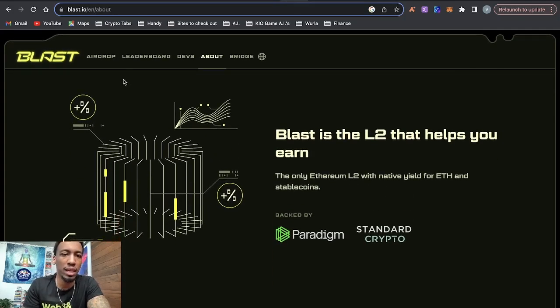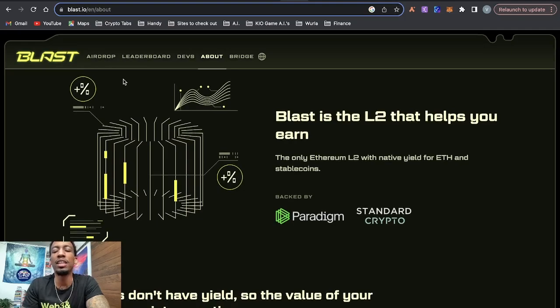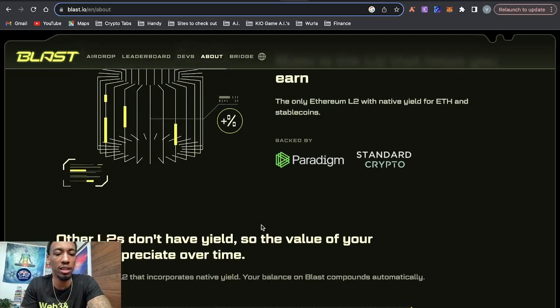I'm at their website, blast.io, and you get a native yield just from holding tokens on there. And I'm gonna explain how that works. So they're backed by Paradigm. And the cool thing about that is Paradigm backed Uniswap, dYdX, a lot of projects that did airdrops. So I wouldn't be surprised if there was a Blast airdrop from using this L2. So that's another thing to think about.